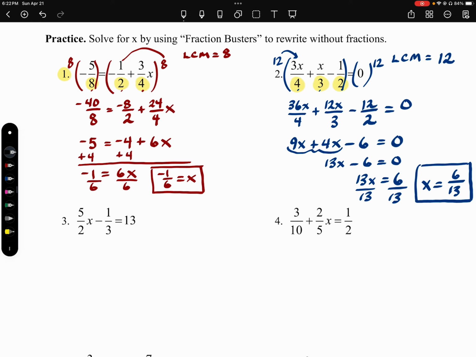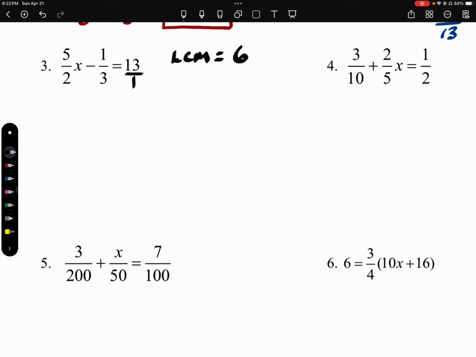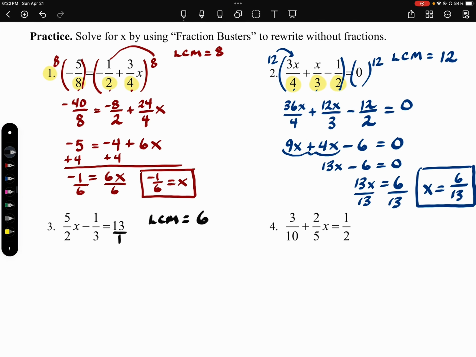We have 5/2 x minus 1/3 is equal to 13. Remember, this 13 is like it's over 1. So our least common multiple has to be something that is divisible by 2, 3, and 1. So what number do they all go into? That should be a 6. Now, if you said something like 12, that would also work. But we like to use the least common multiple just because that will make it a little bit easier. All right, let's go ahead and multiply both sides times 6.